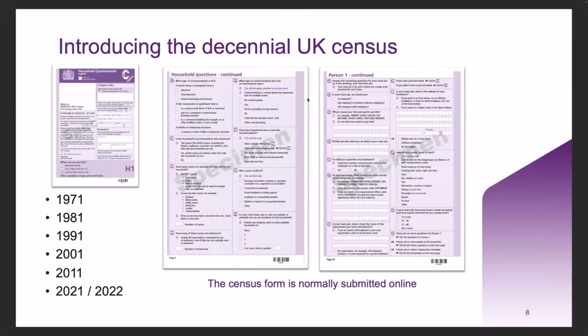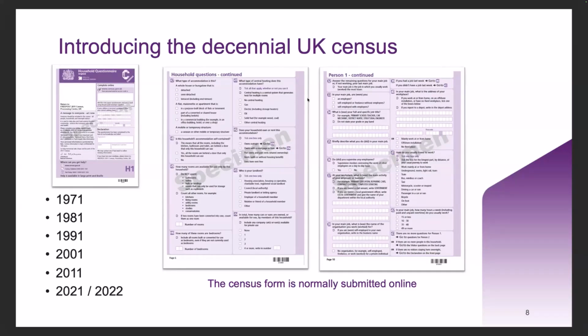So I'm going to first give an introduction to the census itself. So the UK census is a decennial census, and it happens every 10 years. Within the UK Data Service, we mainly support the census from 1971 through to 2021 and 2022. In 2021-22, in Scotland, because of COVID, they did it a year later in 2022, whereas in England and Wales it was 2021. So that's why there's a difference there.